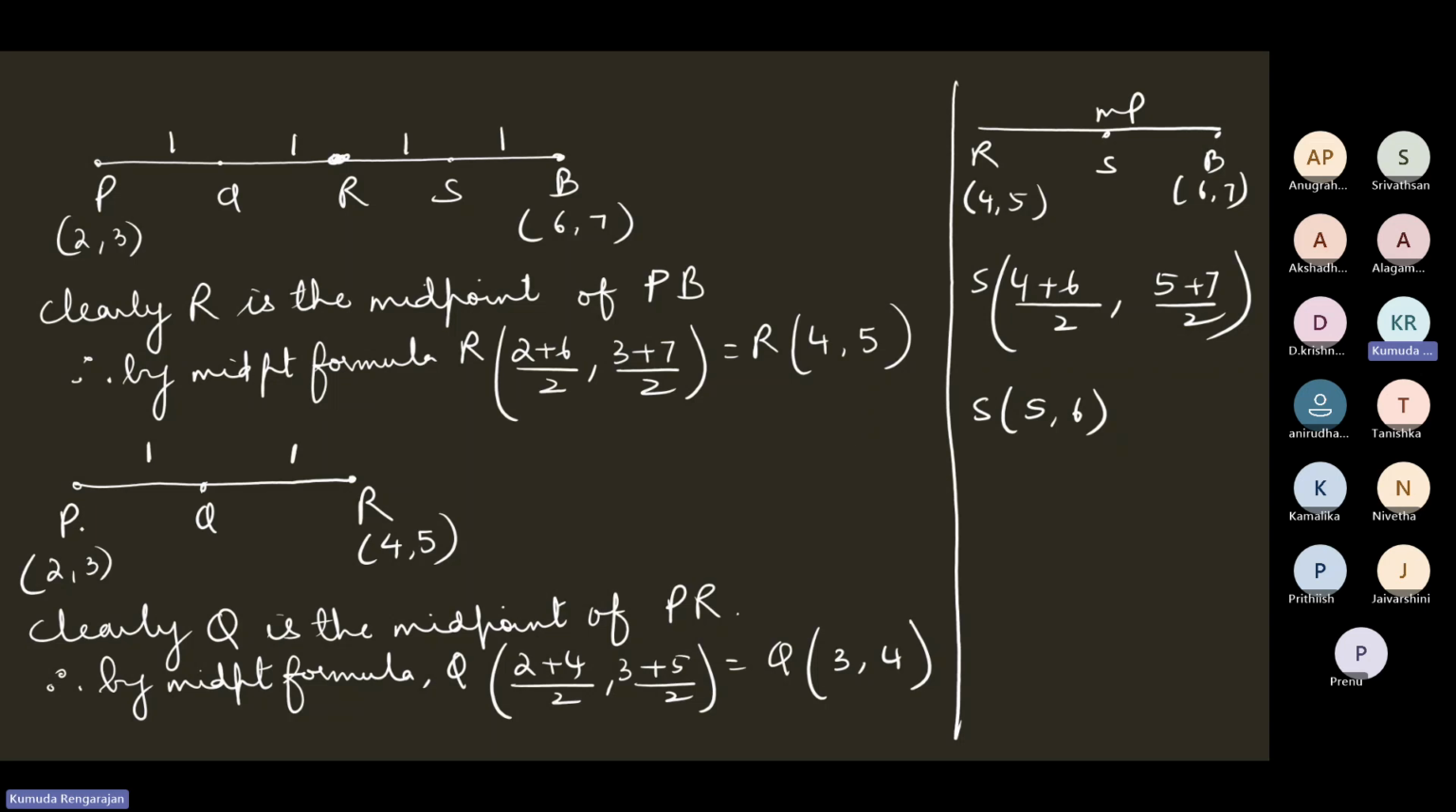Now you know P and R. So you can find Q using the midpoint formula because P, Q, R. So Q is the midpoint of PR. In the same way, you can find the coordinates of S using the midpoint formula because S is the midpoint of RB.